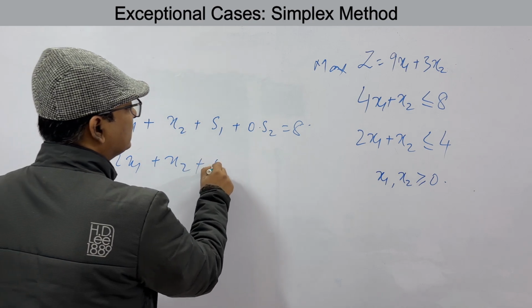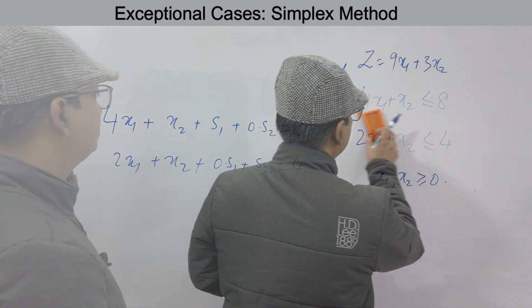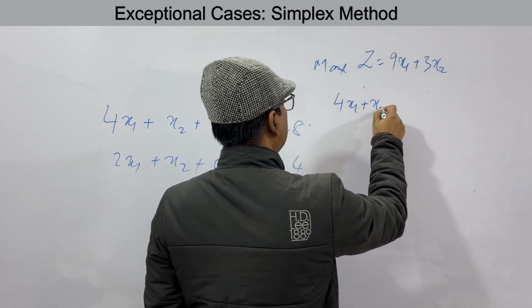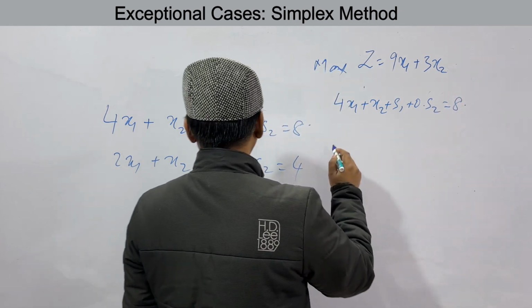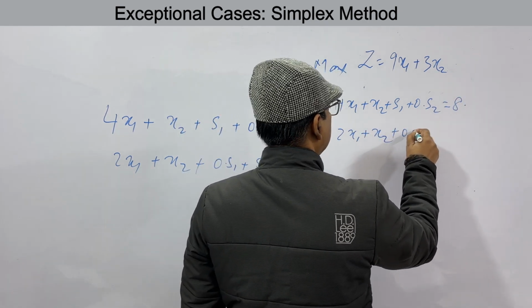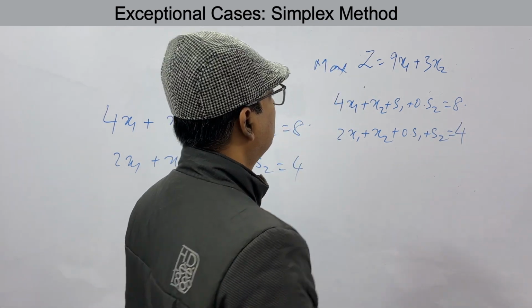2x1 plus x2 plus 0 into S1 plus S2 equal to 4. So this is our second constraint. So 4x1 plus x2 plus S1 plus 0 S2 equal to 8. This is the first constraint. This is 2x1 plus x2 plus 0 S1 plus S2 equal to 4. This is the second constraint.